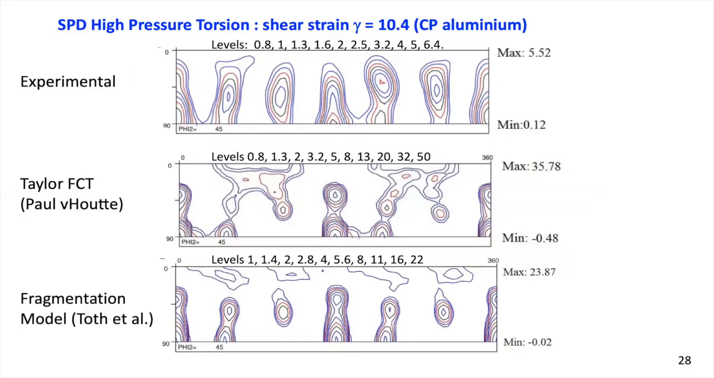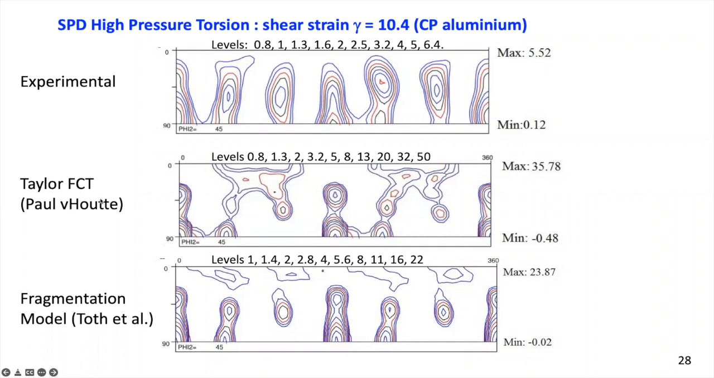And for example, these are some tests that were done in the PhD of Soroush Nagdi at Ghent University, where we did severe plastic deformation by high pressure torsion, with a shear strain of 10.4 in commercially pure aluminium. This is the experimental texture. You can see that the full constraint Taylor model is performing rather poorly. That's because the strain is so large.